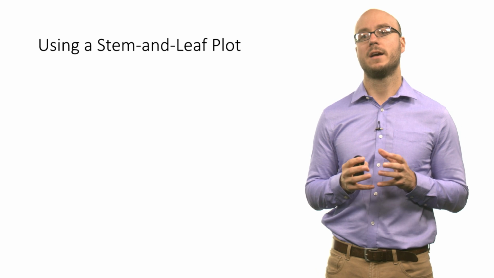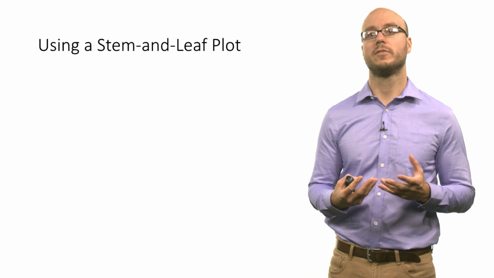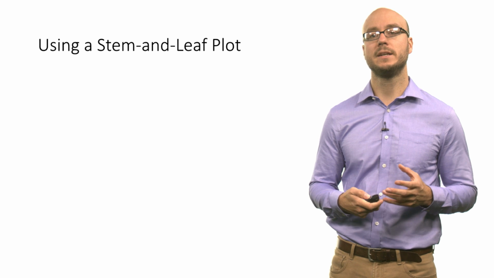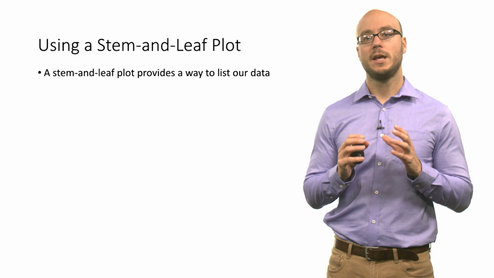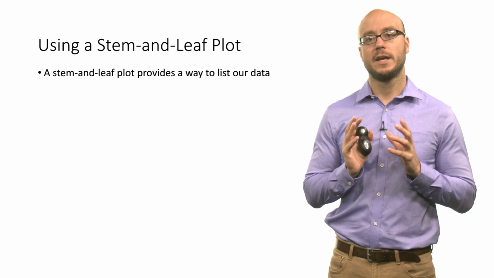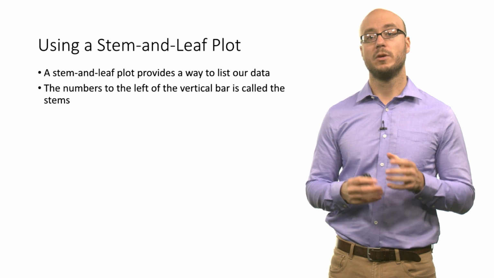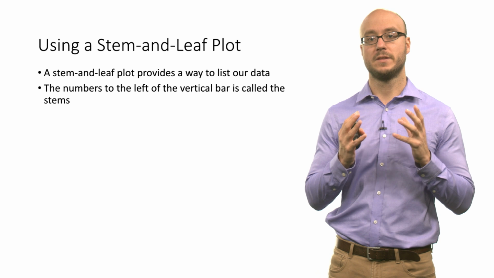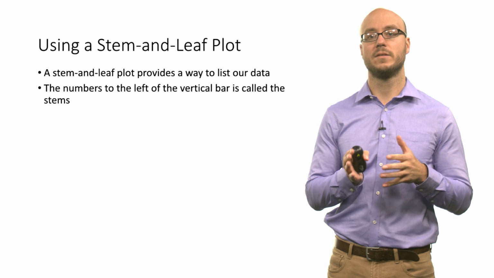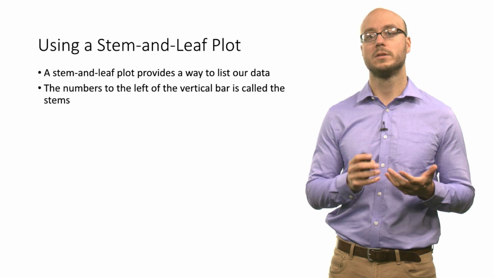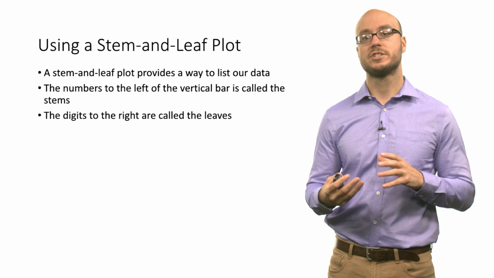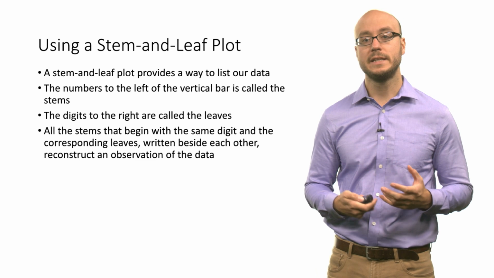Another useful plot for a numerical variable is something called a stem and leaf plot. It really is based on a list of our data. So in a stem and leaf plot, you have stems and leaves. The numbers to the left of a vertical bar are called the stems, and then the digits to the right we call leaves.